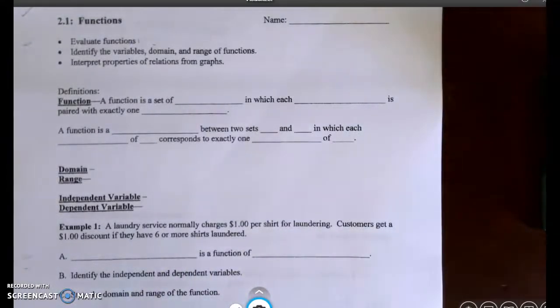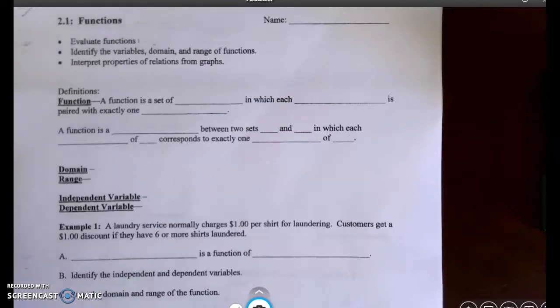Right, well, we are going to try doing our first set of notes through Edpuzzle. We are going to be talking about functions today, and our objectives are to evaluate functions, to identify variables, domain and range of functions, and interpret properties of relations from their graphs. So let's start off with some definitions.